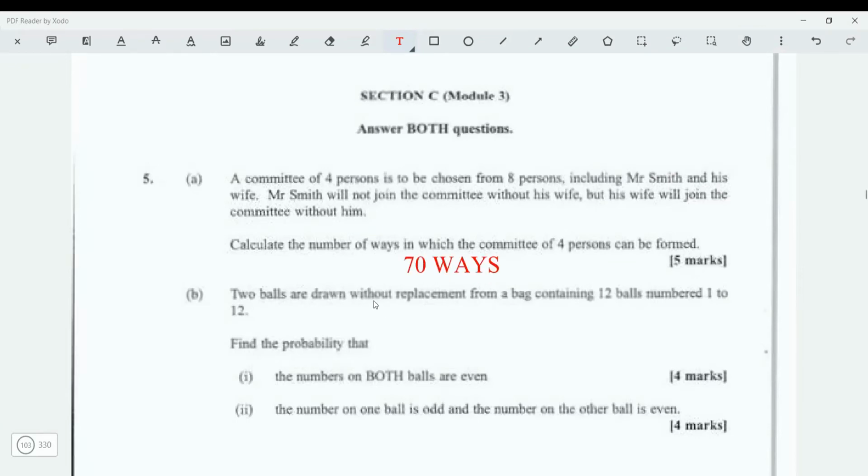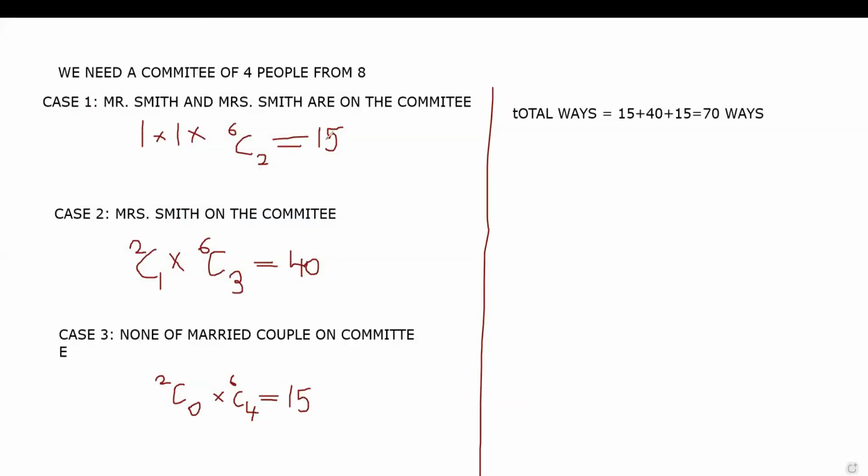Nice. The next part says now 2 balls are drawn without replacement from a bag containing 12 balls numbered 1 to 12. Find the probability the numbers on both balls are even, then the probability the number on one ball is odd and the number on the other is even. So there are 12 balls. Cool? So let's do that around here.